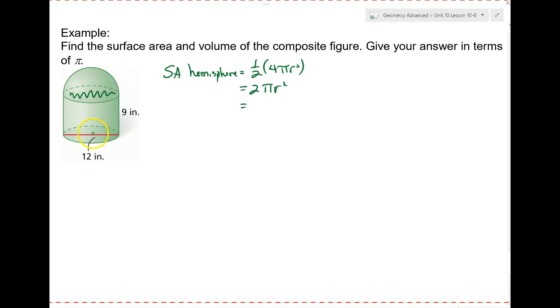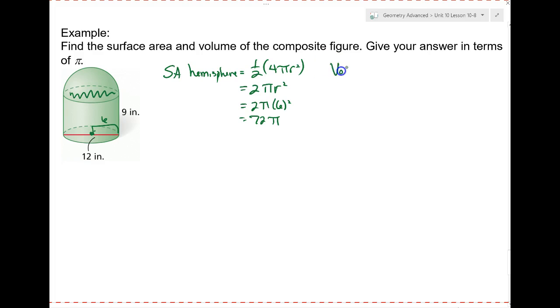Yeah, our radius, because the diameter is 12, our radius from here to here is going to be 6. So we get 2 pi times 6 squared. Well, 36 times 2 is just 72 pi. All right, so that gives us the surface area of the hemisphere.